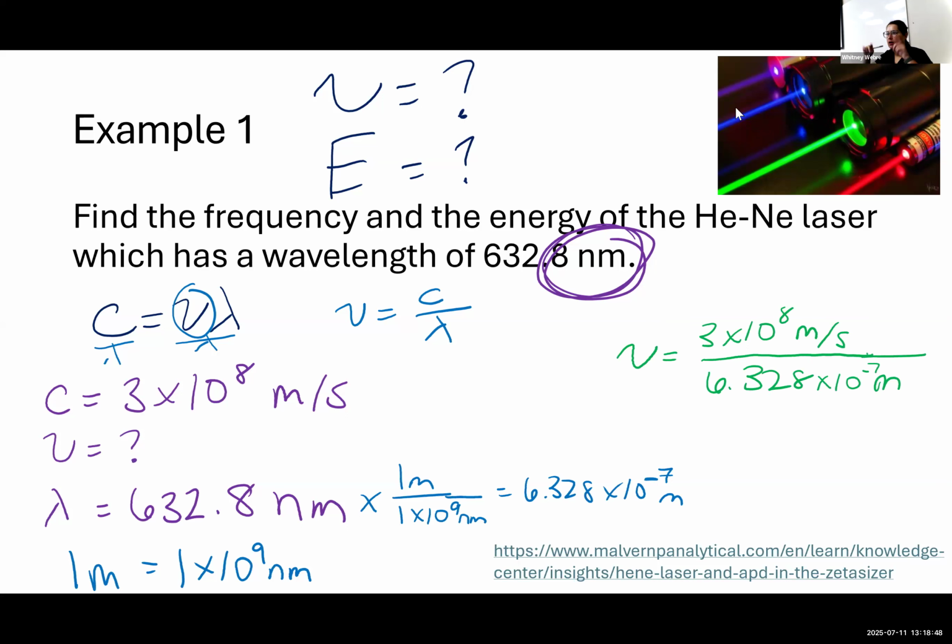Frequency and wavelength are inversely proportional. Also, if I take a very, very big number and divide it by a very, very small number, I should be getting a much bigger number. So when I type this in my calculator, or you can type it in, what do you get as your answer? I'll give you a moment.